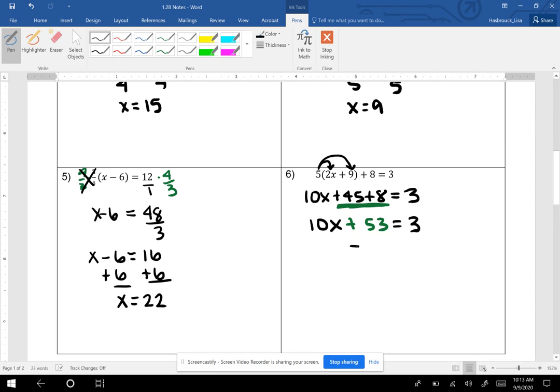Now I want to move the 53. So I'm going to subtract 53 from each side. Bring the 10x down. 3 minus 53 is negative 50. And then we divide by 10 to get x equal to negative 5.